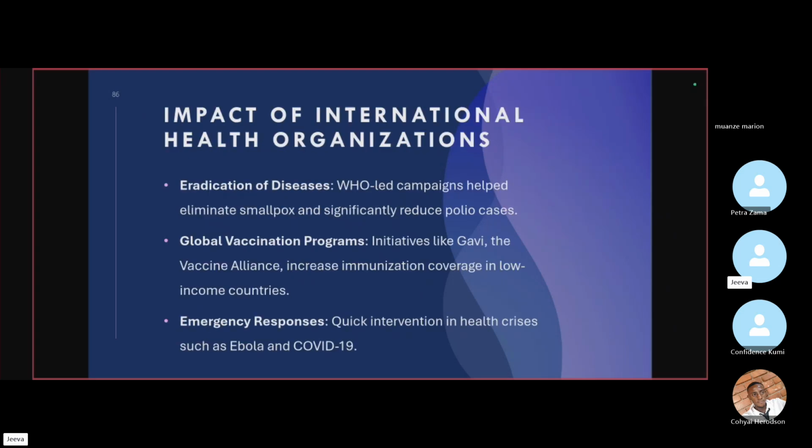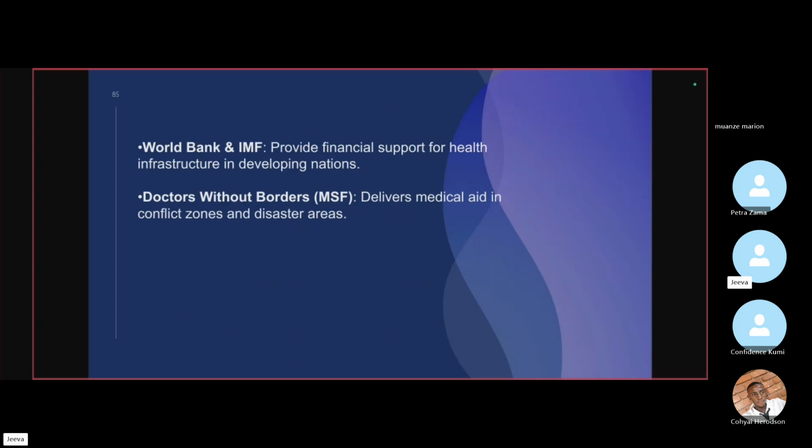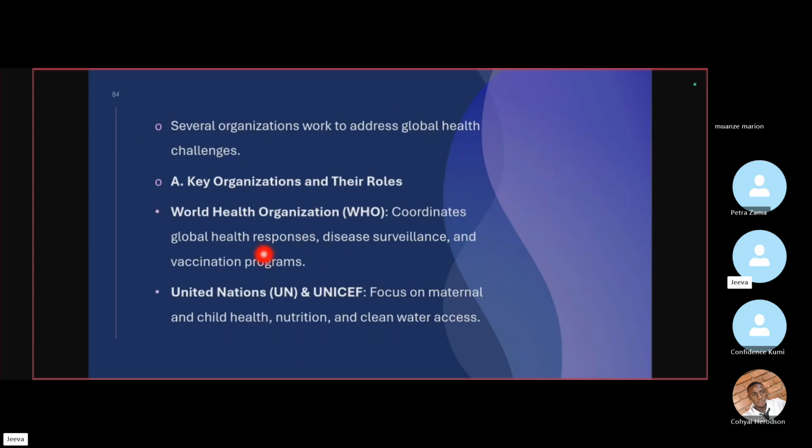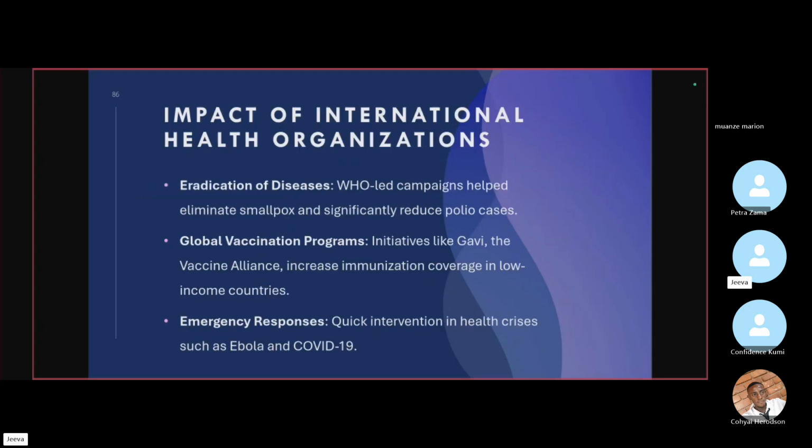Next is, what is the impact of these international health organizations? As I told you, they conduct various surveillance and various vaccination programs, and focus on health, nutrition, and everything. What is their overall impact? One, it helps in the eradication of diseases. The WHO leads campaigns which helped eliminate smallpox and significantly reduce polio cases. Then they start up the global vaccination programs.